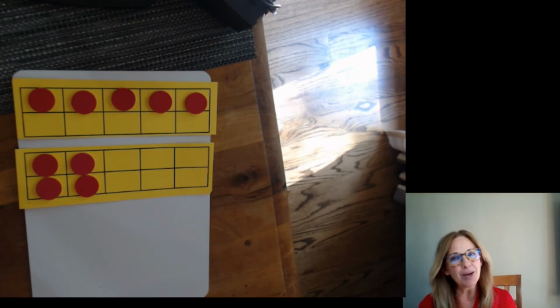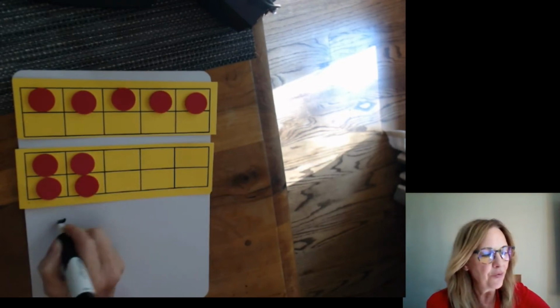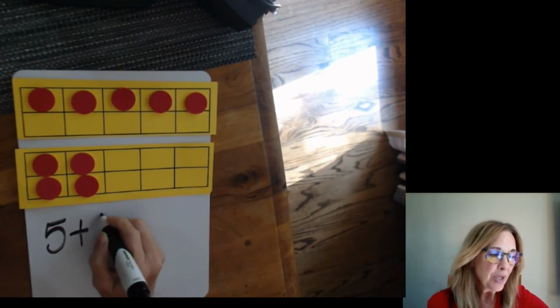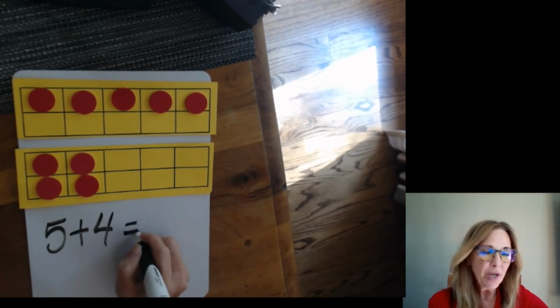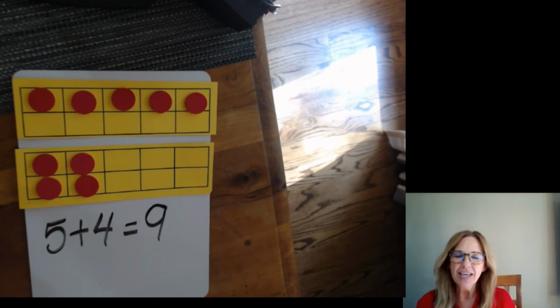Now it's time to write our math expression. How many do we have on the top? 5. Plus, how many are on the bottom? 4. And we know that 5 and 4 make 9. Yay, give yourself a pat on the back. 5 and 4 make 9.